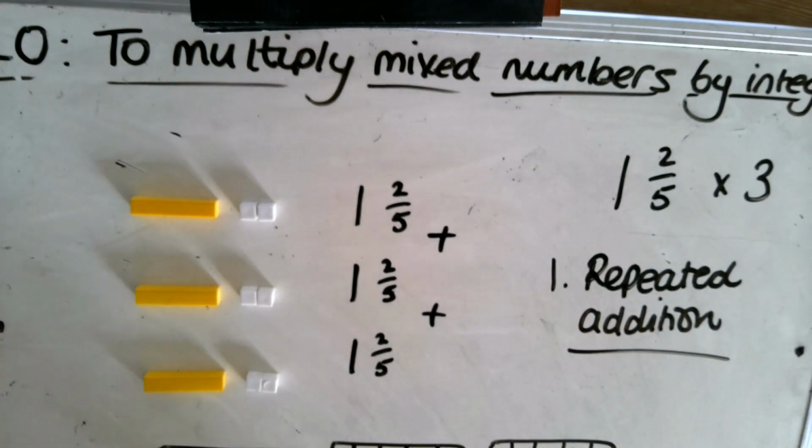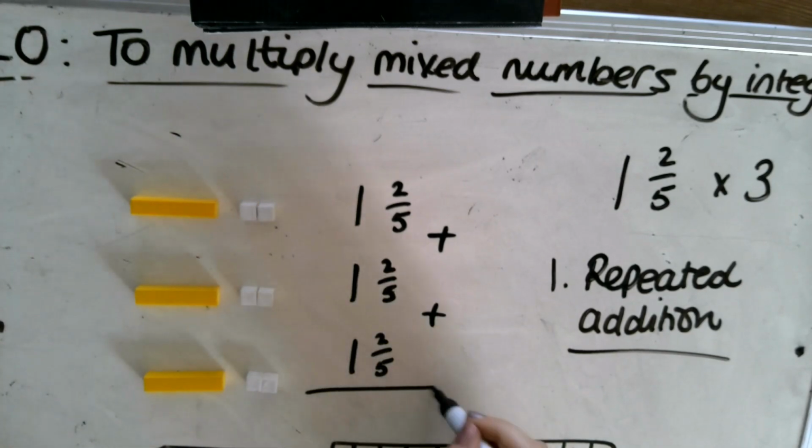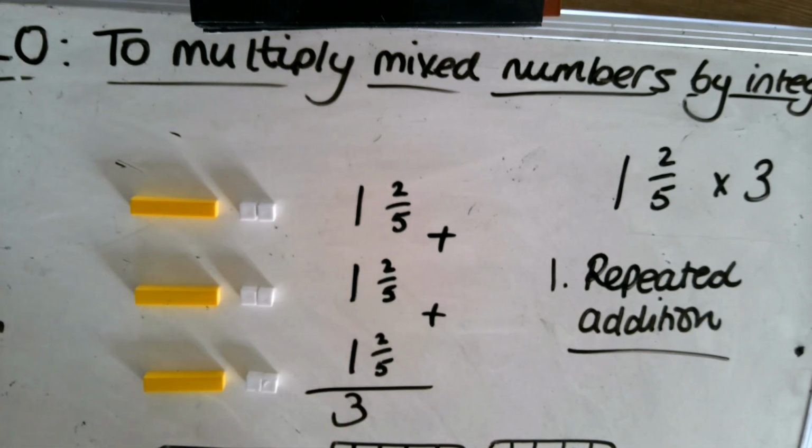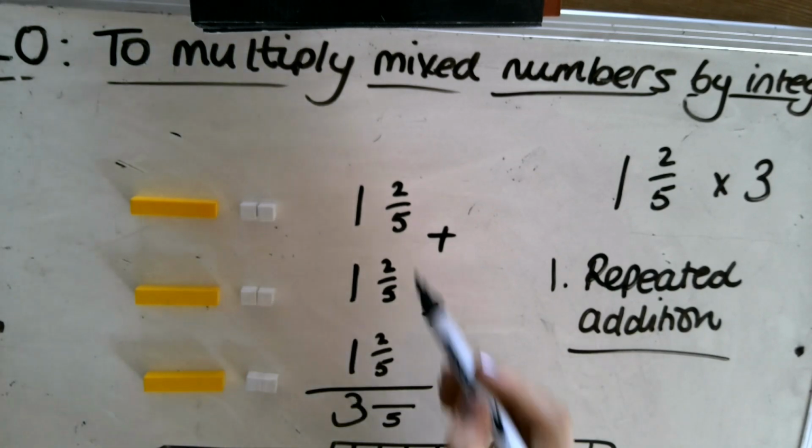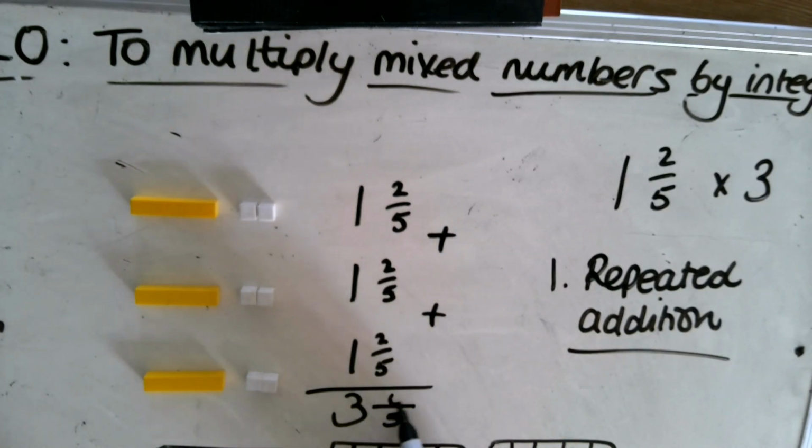Okay, so I'm going to add up my whole numbers to begin with. So I've got 1 add 1 add 1 is 3, and then I'm going to add up my fractions. I have 2/5 add 2/5 add 2/5. So remember, we've been doing this all of last week. Our denominator stays the same. We add the numerators, 2, 4, 6, and we get the answer 3 6/5.